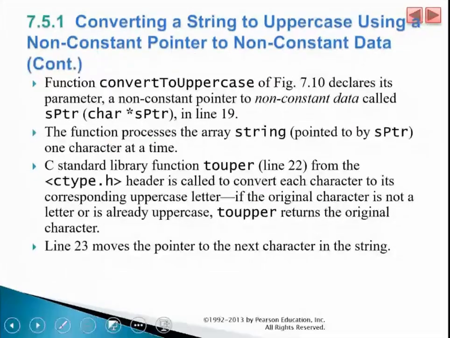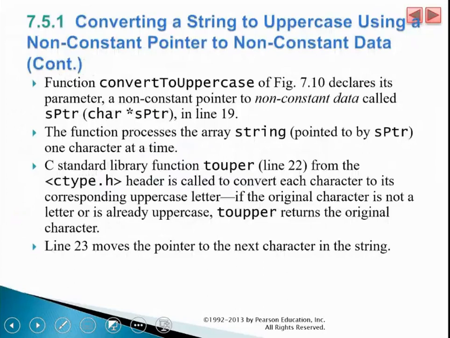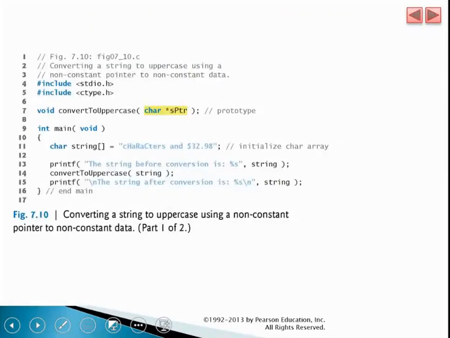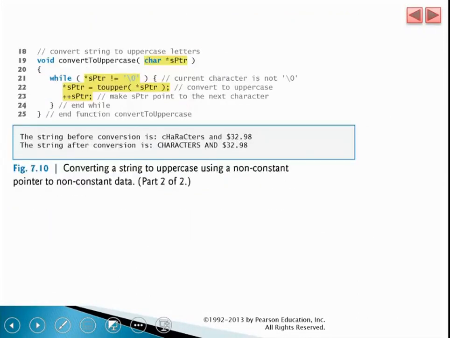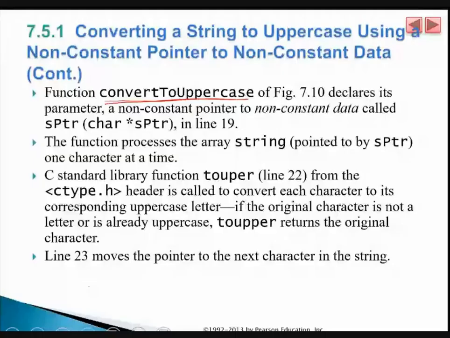Now let's see the example. So this is the example. Now let's read this first. So there is this function convert to uppercase. Let me show you the function actually. Yes, this is the function convert to uppercase. This will take a character array pointer and it will convert all the letters in the string to uppercase.